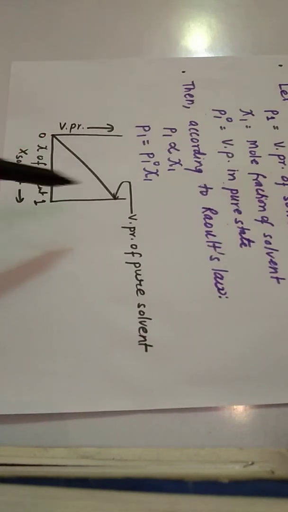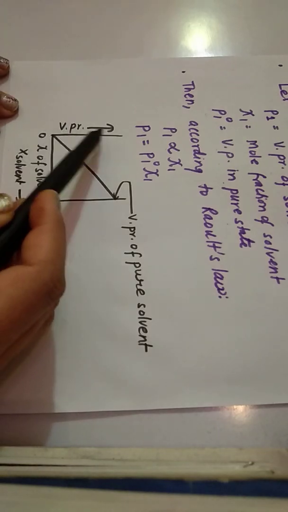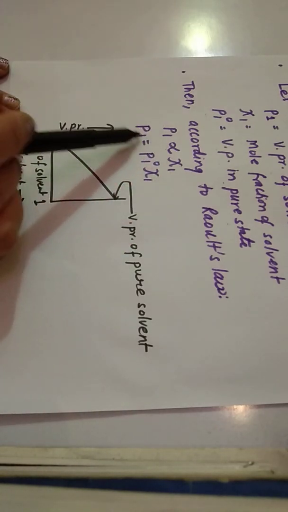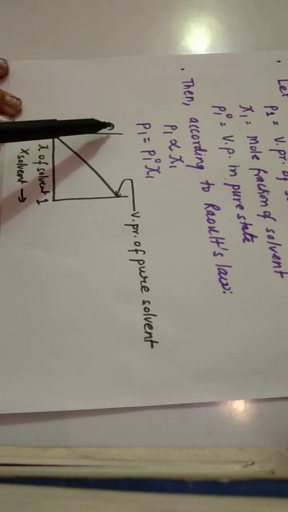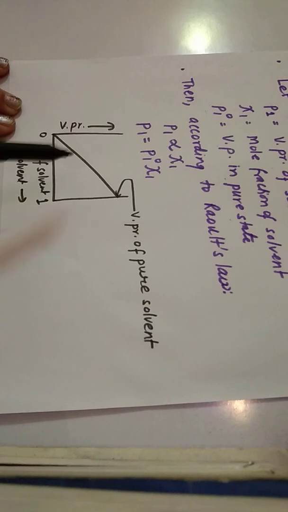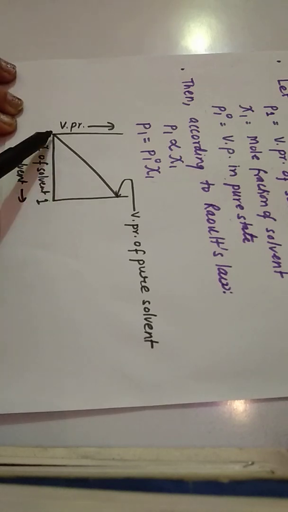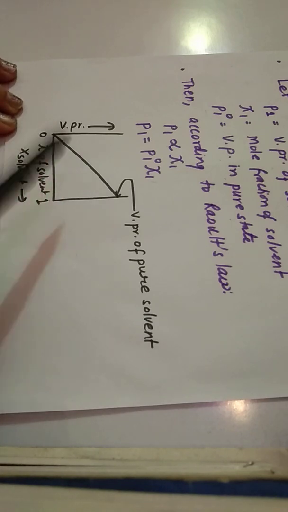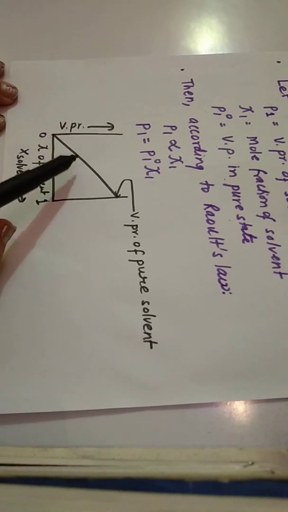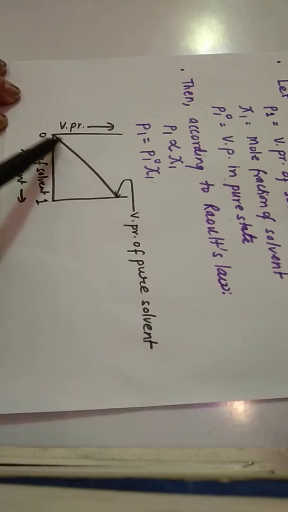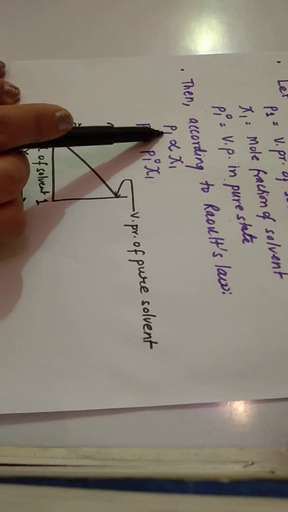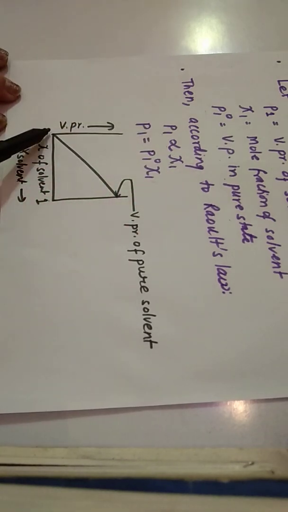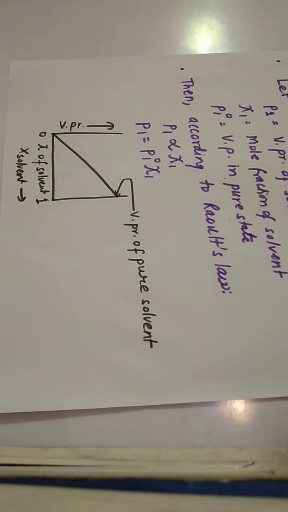Now children, if we draw a graph between the vapor pressure, if you establish a relationship between the vapor pressure and the mole fraction, vapor pressure will be on the y-axis and the mole fraction of the solvent will be on the x-axis. So on establishing a relationship between them, or on plotting a graph, what you get is a straight line. So it states that partial pressure is directly proportional to mole fraction. Whenever children you get a straight line, it is directly proportional.